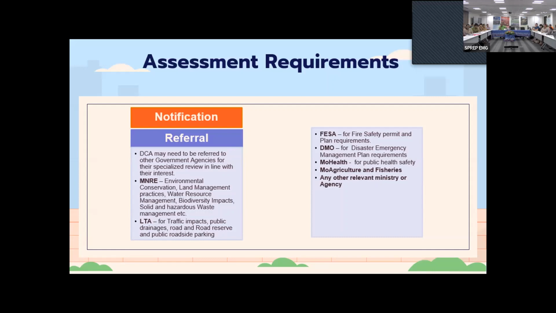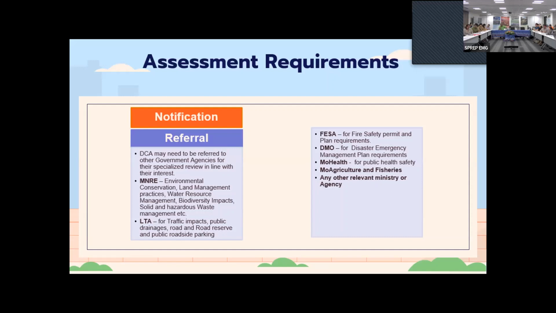For LTA, it's anything that impacts traffic, public drainages, roads and road reserves, public road parking, for example. Then there are FESA, DMO, MO, health, fisheries, and many others. Whoever else we feel your development may impact, we will refer it to for their comments. The purpose of this is that these are the agencies with specialized knowledge in that area.